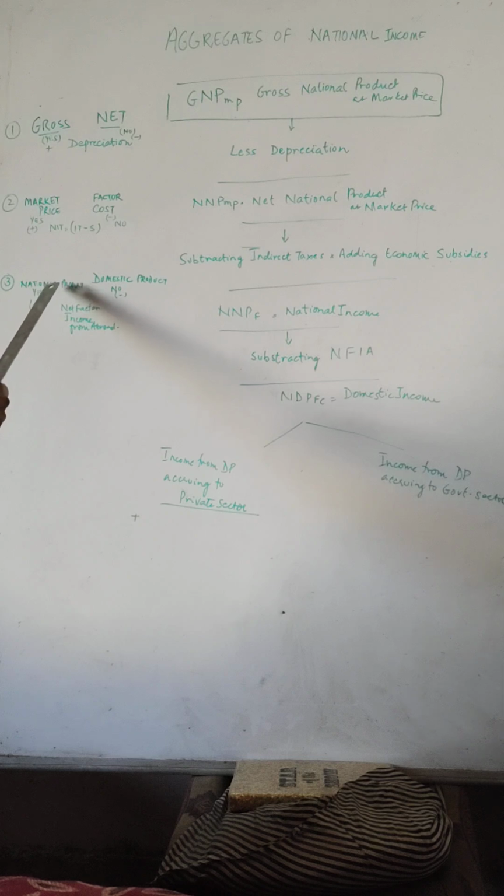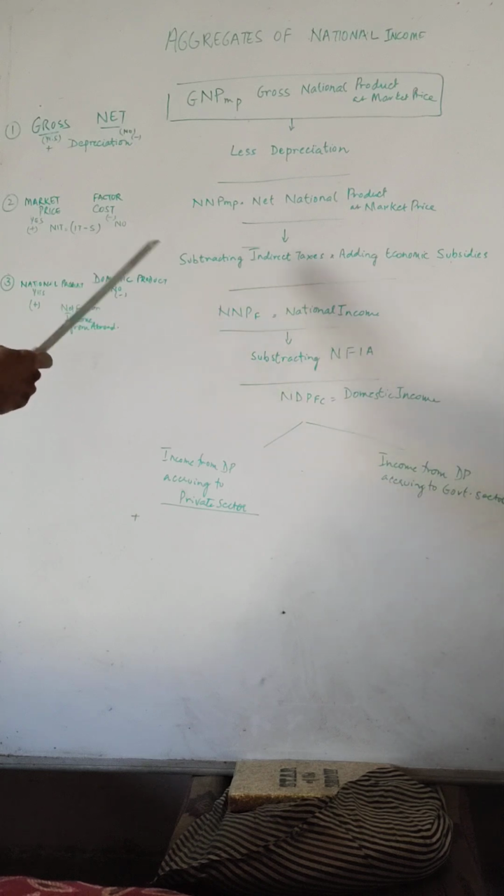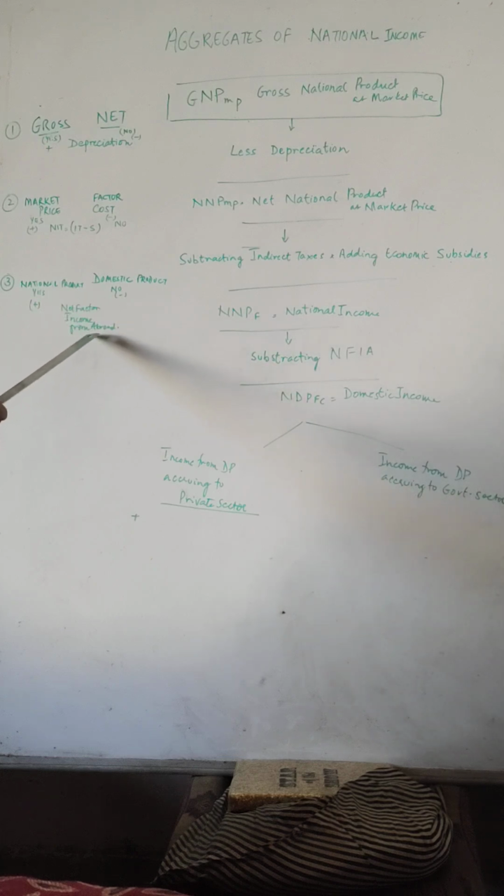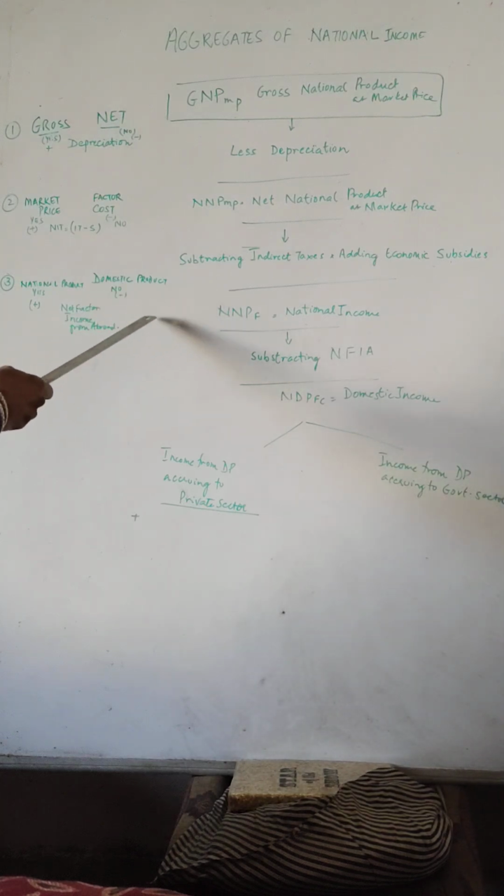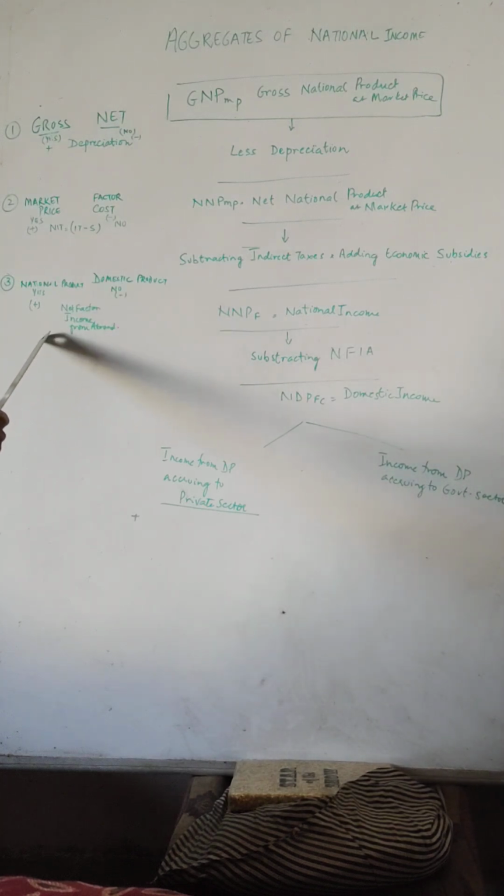Now in the national product, we have what is known as net factor income from abroad. Now factor income from abroad is what our nationals who are there abroad are sending us. That's net factor income from abroad. And net means what we give abroad and what we take from abroad. So what we get from abroad, that is the net factor income from abroad. So national product, yes, net factor income from abroad is added.